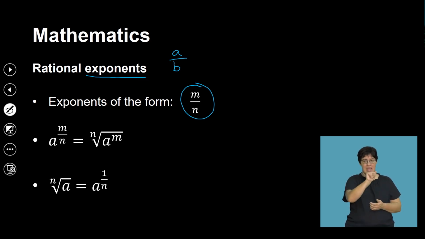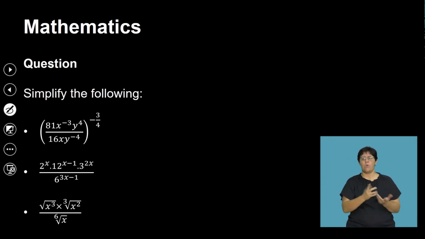And it also has a few laws that we need to look at. A to the exponent of m over n will be the same as the nth root of a to the exponent of m, right? And then the last one will be the nth root of a will be the same as a to the exponent of 1 over n. But we're going to look at some questions to try and see exactly what it is that we are talking about here. So the first question that I have here is simplify the following.